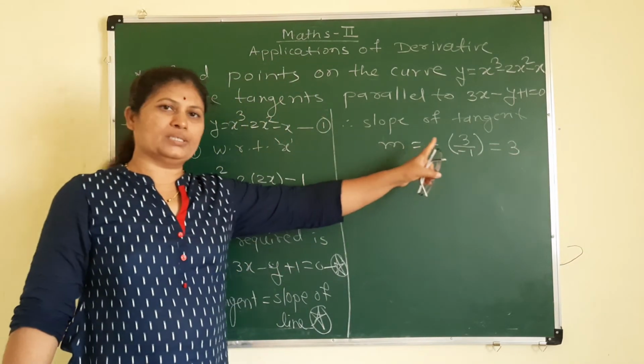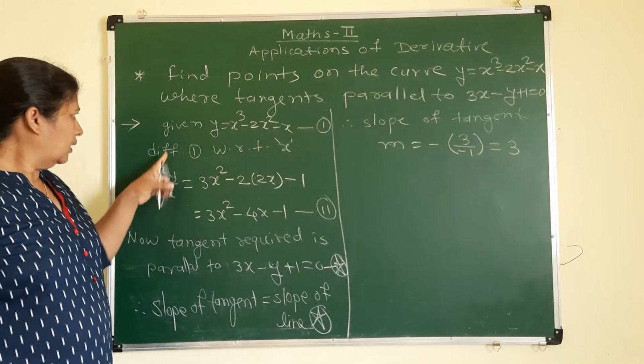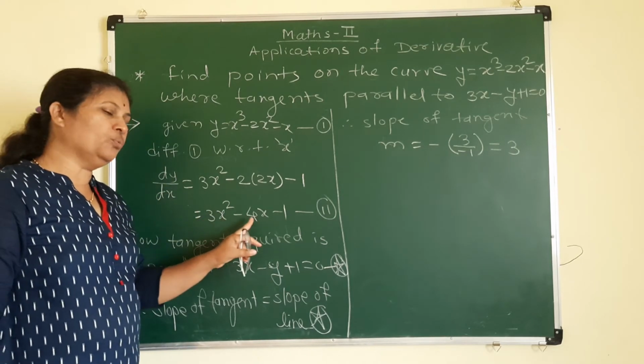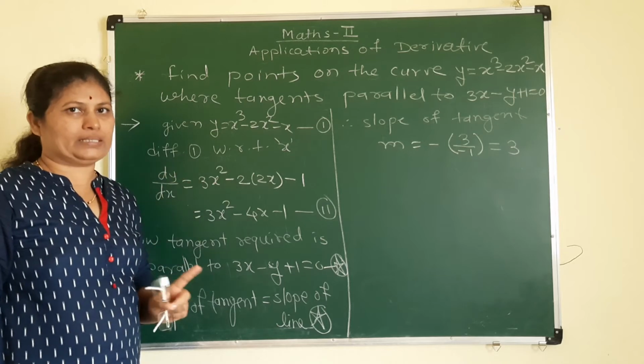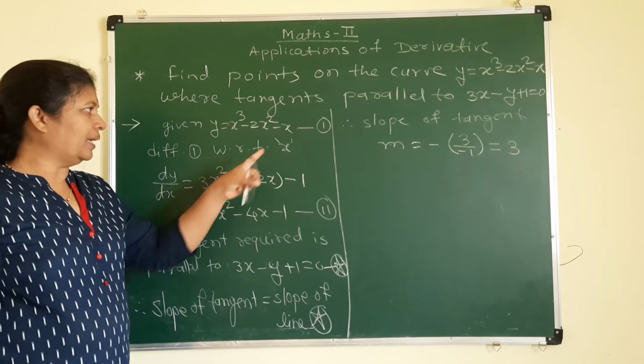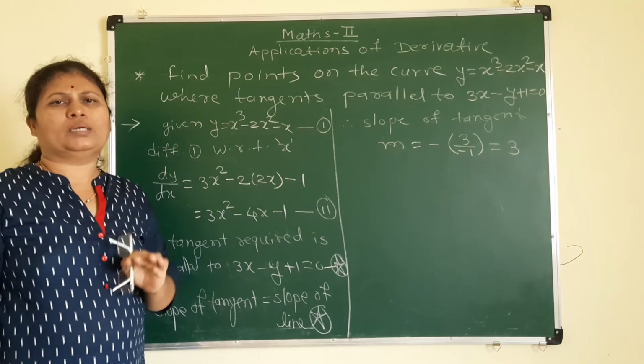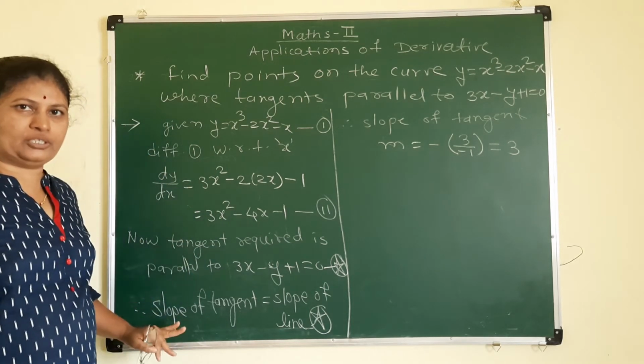This is equal to 3. Slope of the tangent is 3, and here dy by dx is this one. So this will give me the values of x, and using values of x in equation 1 I will find values of y, and that will be nothing but my point of contact for this tangent.